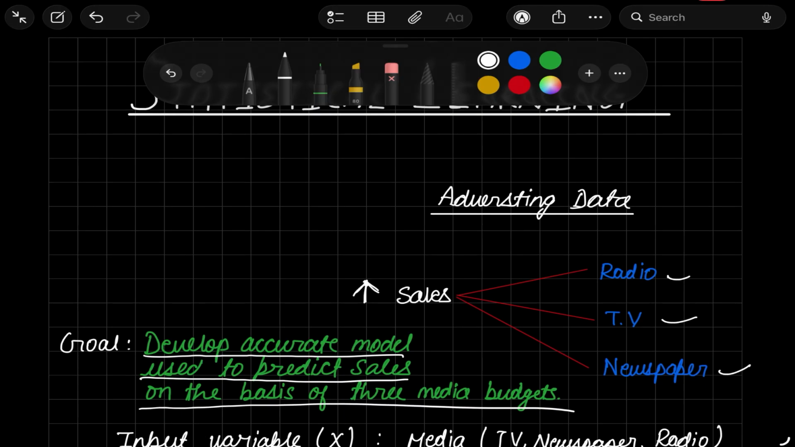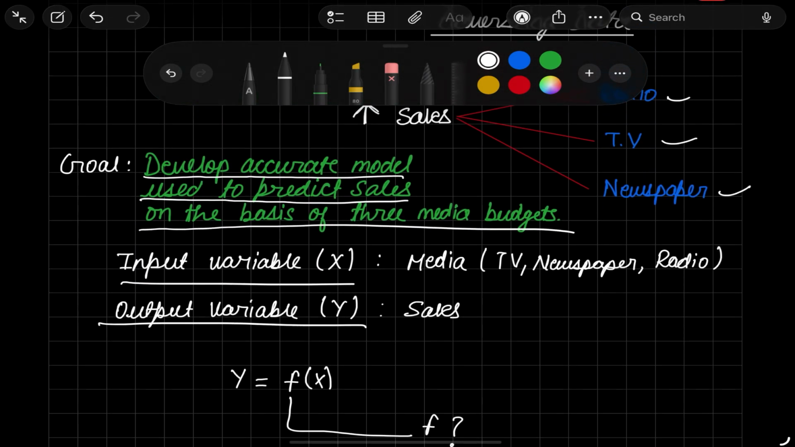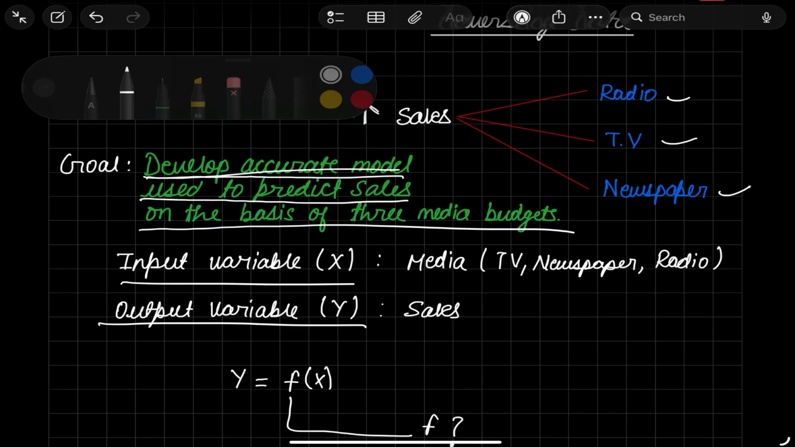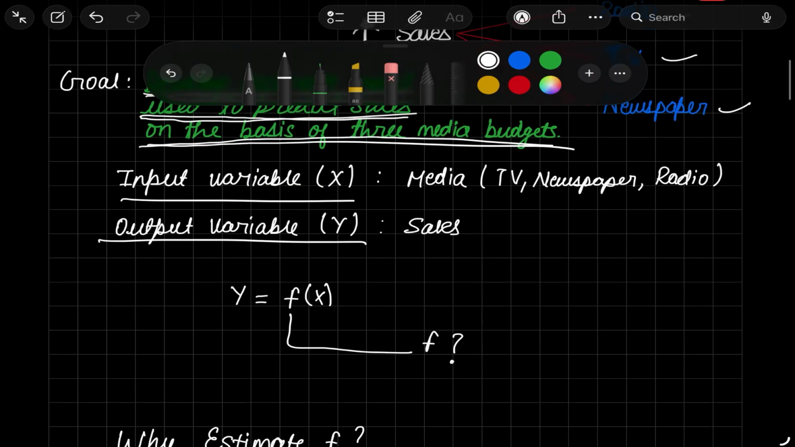So what you had to do was simply find on which media, and how much, they should spend to increase their sales. Our goal is to develop an accurate model which is used to predict sales on the basis of the three media budgets. So let's see what we can do.